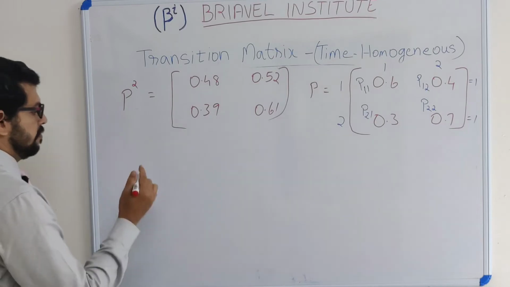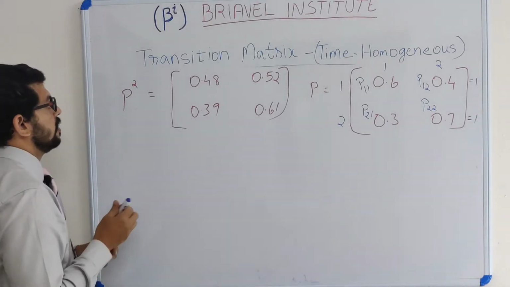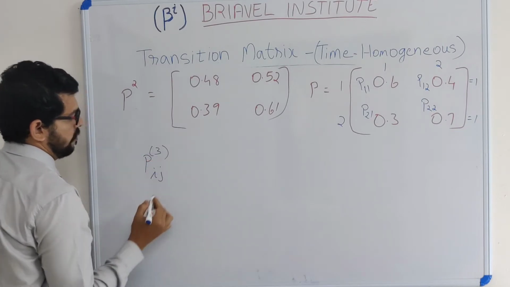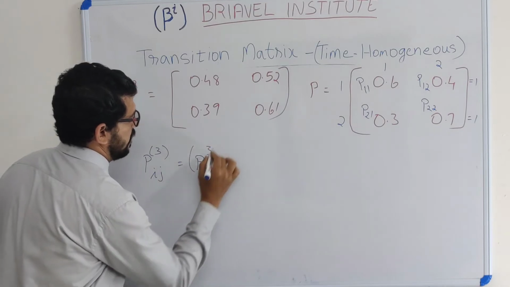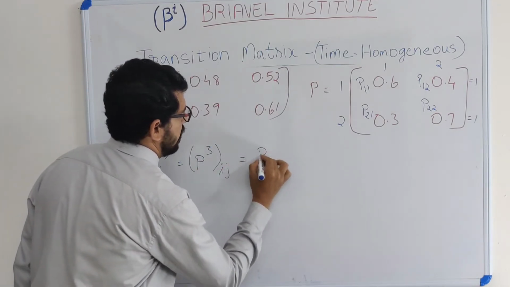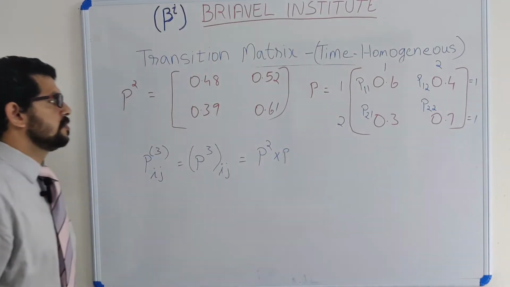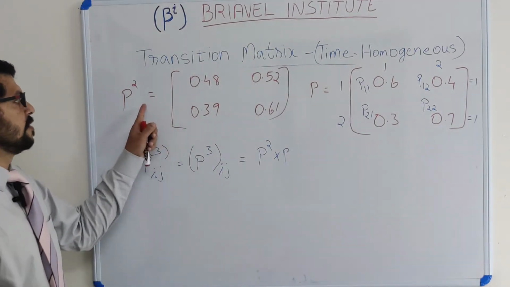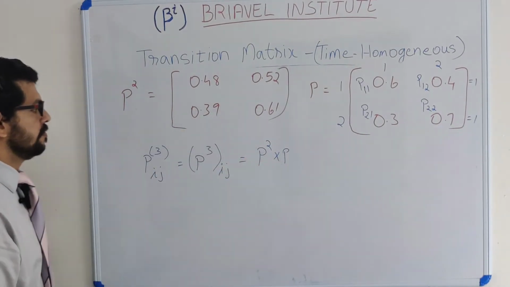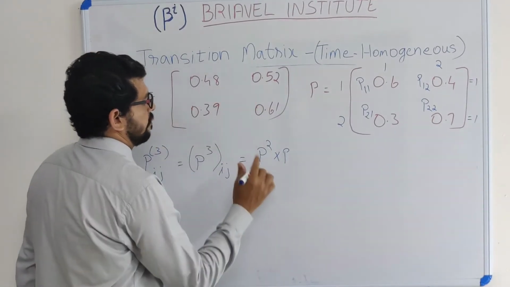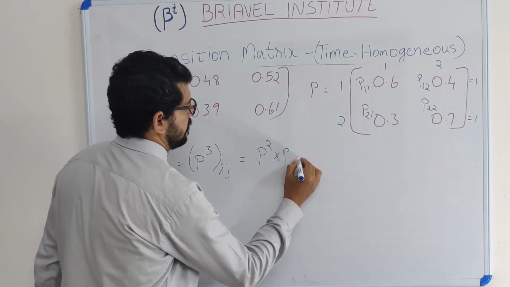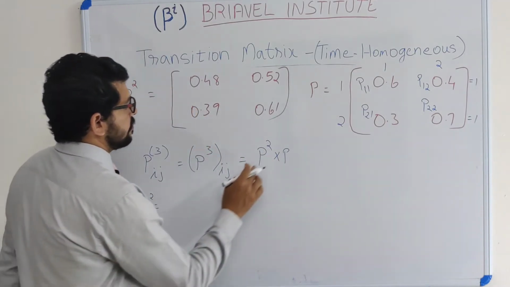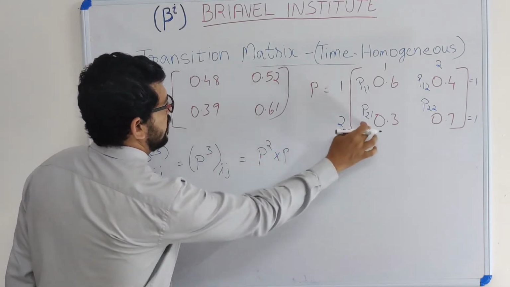We calculated P square. Sometimes they will ask for P cube. How to represent P cube? Pij raised to the power 3. We can write it like that also. What is the meaning? P square into P. P square we have already received, multiplied by P. So in this matrix calculation, P square we already received, and P is available here.